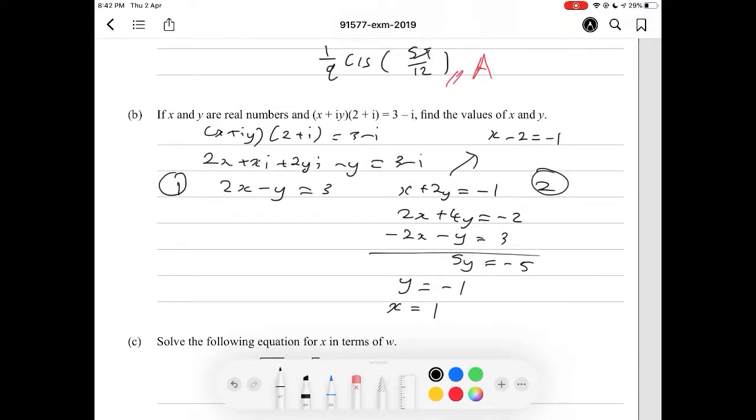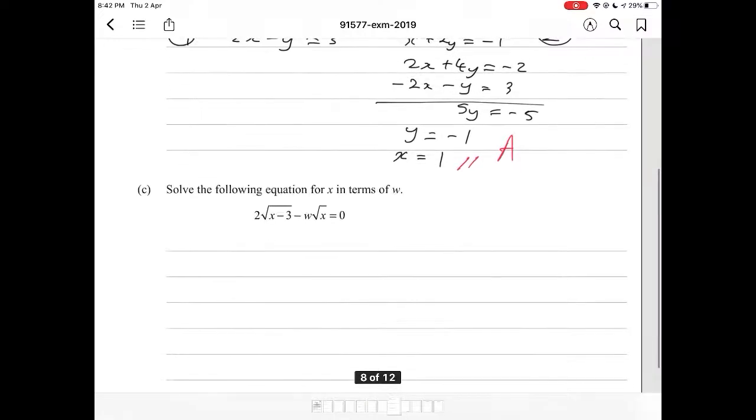So 2, 3, and 1, 2. Yeah, this should give us a 1 and -1. That should be it. So this should be your final answer for this question, and that again should be another achieved mark here. So question C, solve the following equation for x in terms of w.